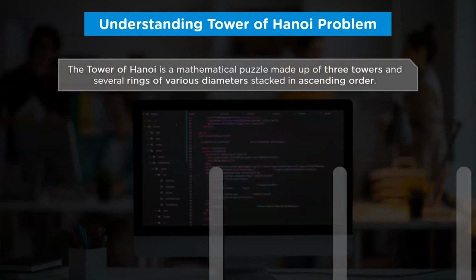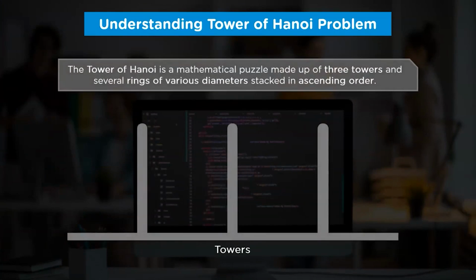The Tower of Hanoi is a mathematical puzzle made up of 3 towers and multiple rings arranged in ascending order of their diameters. The number of rods or towers is fixed, whereas the number of rings can be changed by the player. The setup of this game looks something like this.